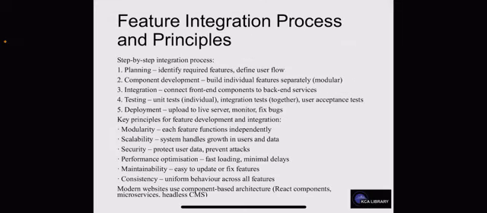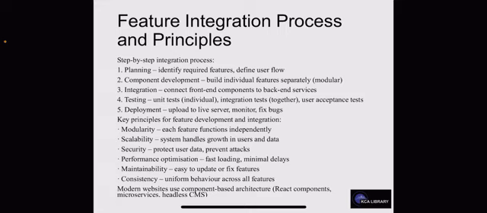Now let's move on to the feature integration process and principles. This is a step-by-step guide. One is planning: identifying required features and defining the user flow. The second is component development. The third is integration. The fourth is testing: unit tests for individual components, integration tests for components together, and user acceptance tests. The fifth is deployment: upload to the live server, monitor, then fix bugs.